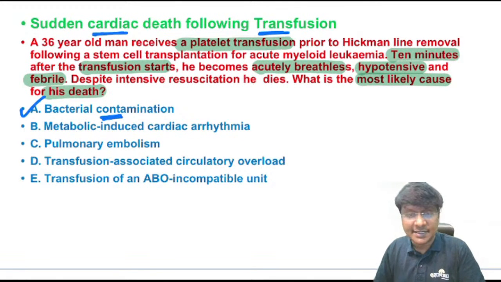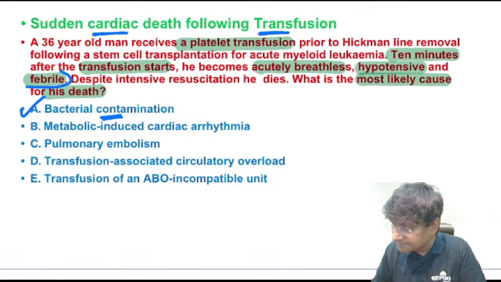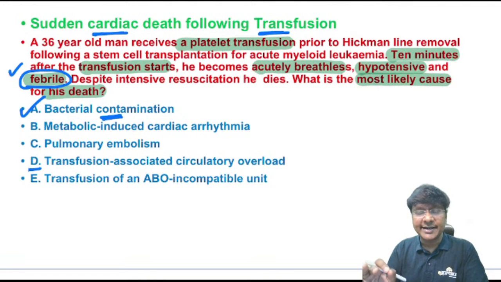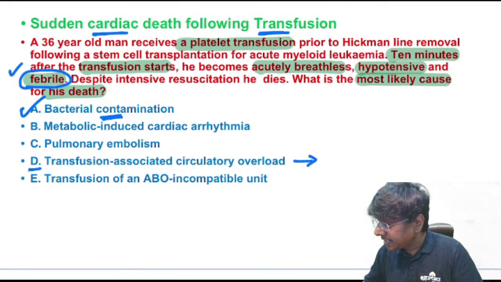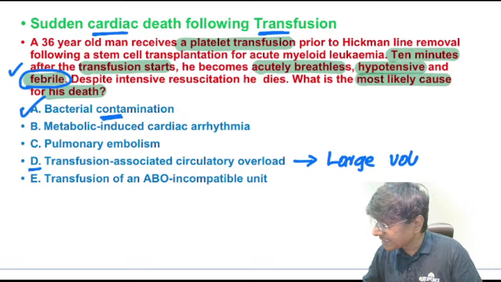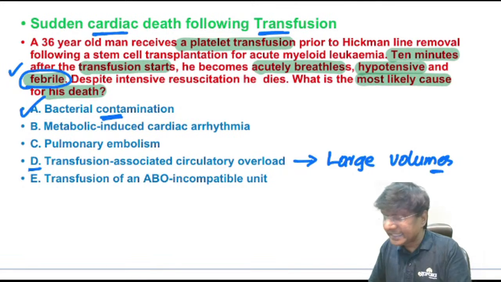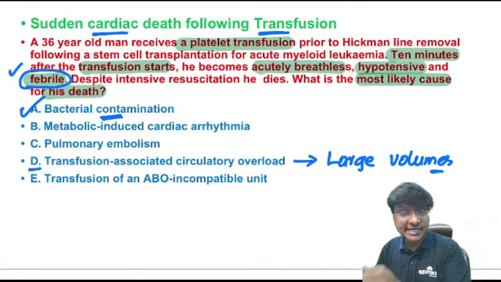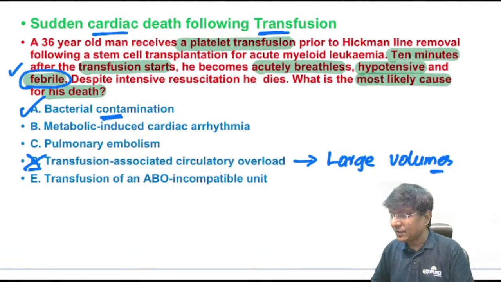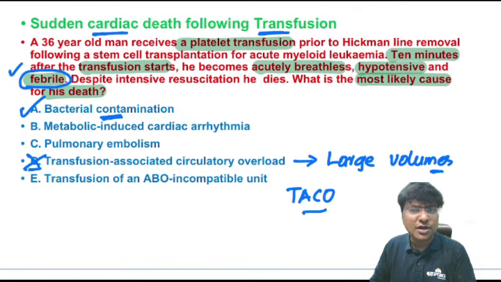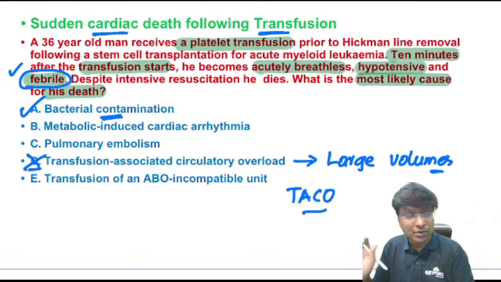Why am I considering bacterial contamination? You should not miss the word febrile. You should not miss that the patient is febrile. Now, many of you are answering D. Transfusion associated circulatory overload is associated with transfusion of large volumes. This will occur whenever the patient is given large volumes relative to the patient. There is no mention in the history of any high volume transfusion, so transfusion associated circulatory overload is ruled out. And in patients with TACO, the patient need not be febrile. So your TACO is ruled out.